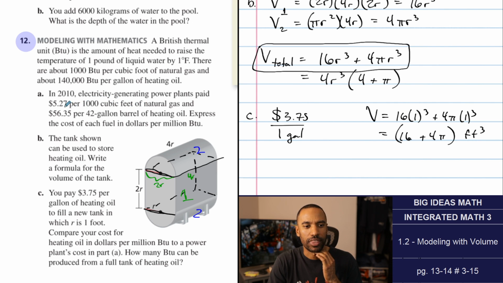Cubic feet. Oh, 1,000. Okay, hold on. You pay $3.75 per gallon. This says of heating oil. BTU. Hold on, I'll find it. 1,000. This is natural gas. This is heating oil.